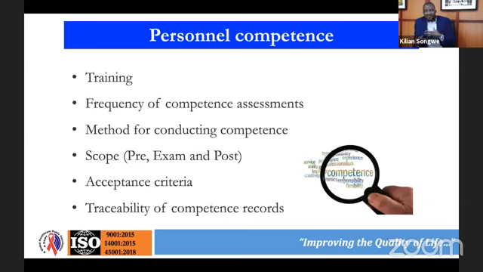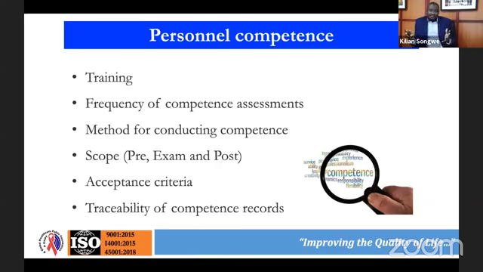So it's important to also look at personnel competence, because usually they say garbage in, garbage out. It is the staff that is going to actually use whatever has been brought in to release the result. So if the competence of the staff is not taken care of, the results that are going to come out are going to be unreliable. So you have to make sure that the staff are trained, and you have to define the frequency of how often you do competence assessments.